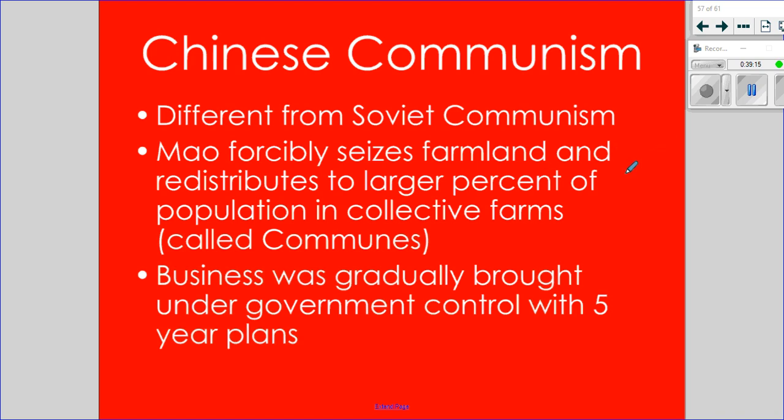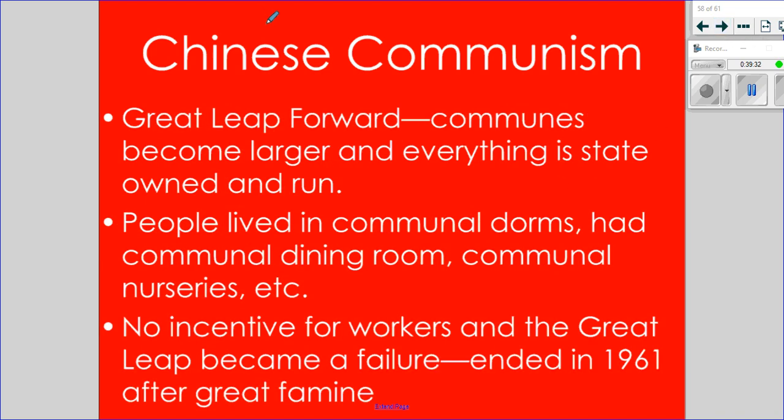Okay, so Chinese communism is a little different from Soviet communism. Mao seized farmland, redistributed it to a larger percent of the population in collective farms, and business was gradually brought under government control with successive 5-year plans. So it's not quite the same as in the Soviet Union. It ends up being kind of a disaster, though, because Mao wants to kind of speed along the industrialization of his largely agricultural country.